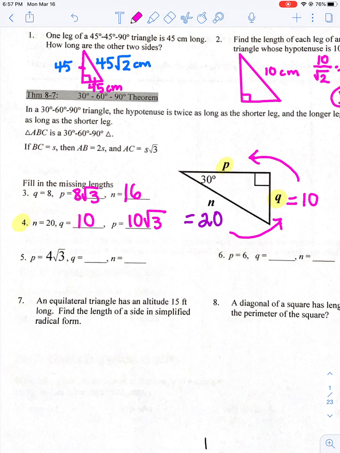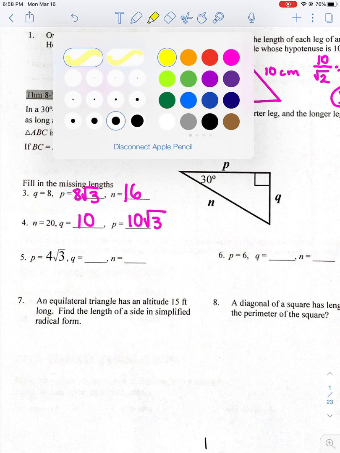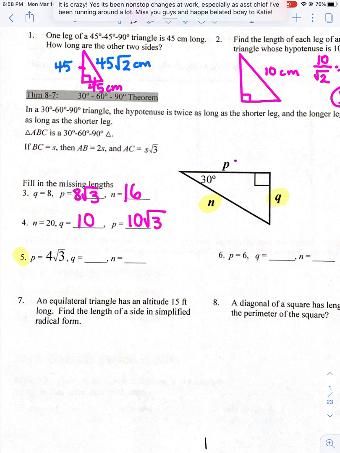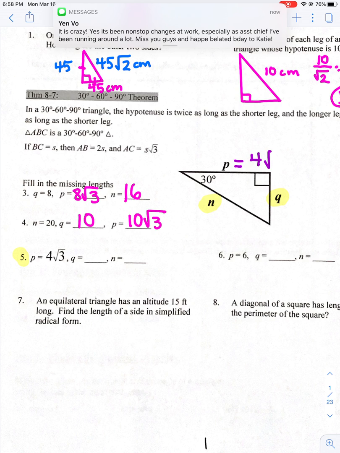Okay, for our example on 5, I'm going to go ahead and erase here what was given on the previous problem. And this time what I want to do is work on question 5. And on question 5, they're giving me P and they want me to find N and Q. And so on this example, you are given 4 radical 3 as the medium side.